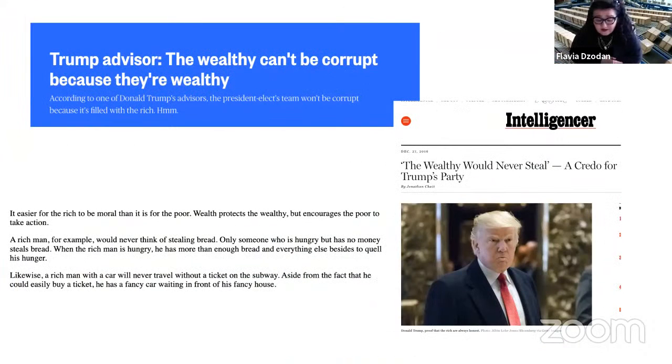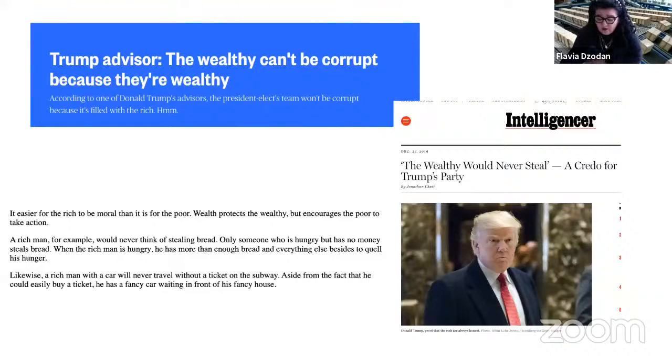I read: it is easier for the rich to be moral than it is for the poor. Wealth protects the wealthy, but encourages the poor to take action. A rich man, for example, would never think of stealing bread. Only someone who is hungry but has no money steals bread. When the rich man is hungry, he has more than enough bread and everything else besides to quell his hunger.